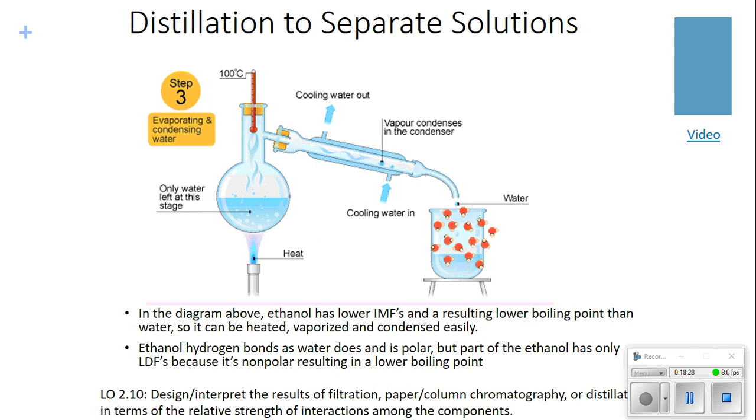Okay, so that's one way to separate through the principles of intermolecular forces. Stronger IMFs mean higher boiling points, and therefore you can separate a mixture of water and ethanol based on the fact that each component will have a different boiling point. Ethanol boils at a lower temperature than water because its IMFs are weaker. Water boils at a higher temperature because its IMFs are stronger.